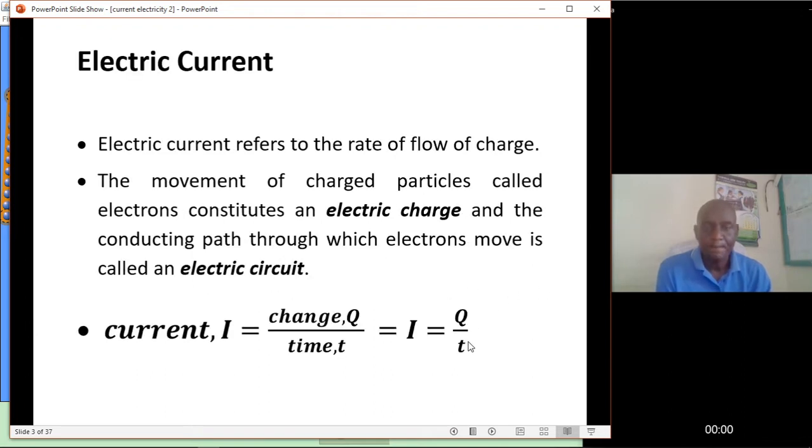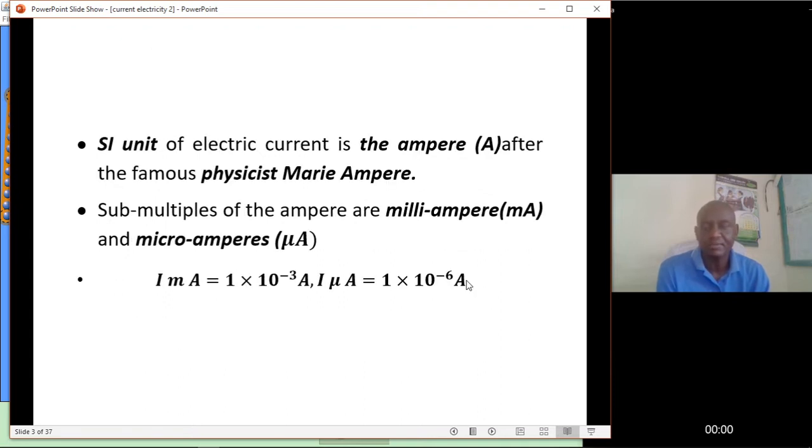Coulomb per second. 1 coulomb per second, because charge is in coulombs, time is in seconds, so 1 coulomb per second gives us 1 ampere. The submultiples of the ampere are the milliampere, that is 10⁻³ amperes, and the microampere, that is 10⁻⁶ amperes. Those are submultiples of the ampere.